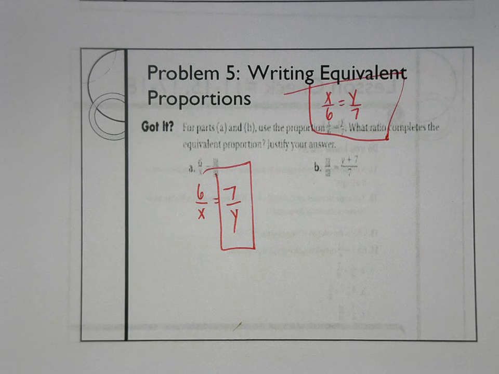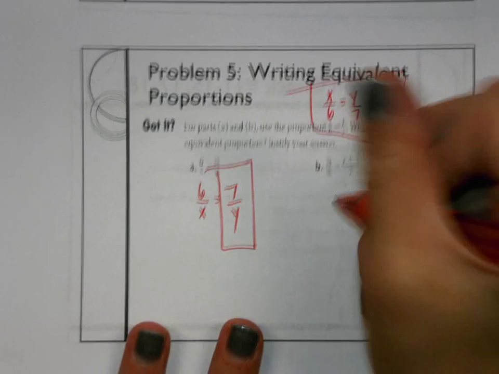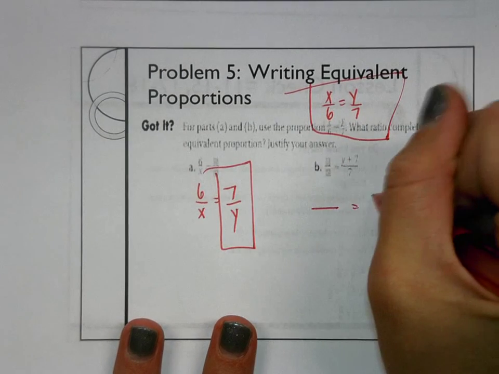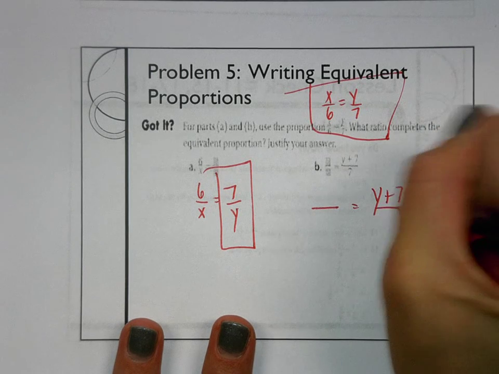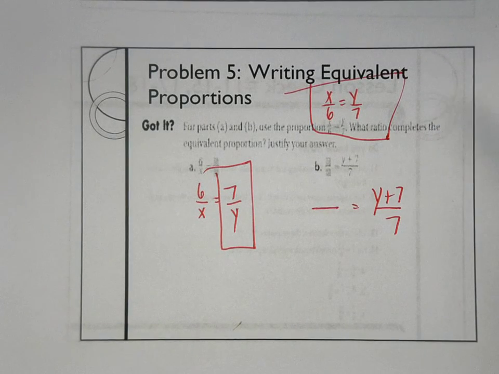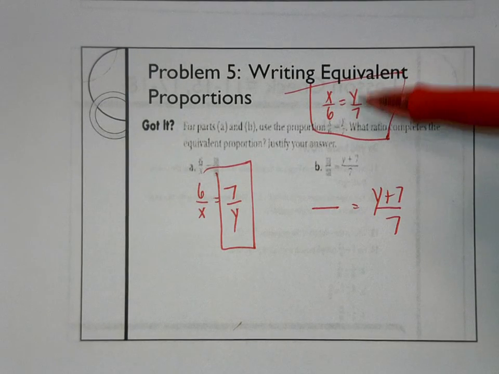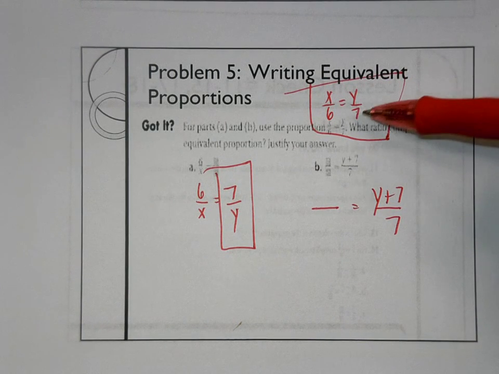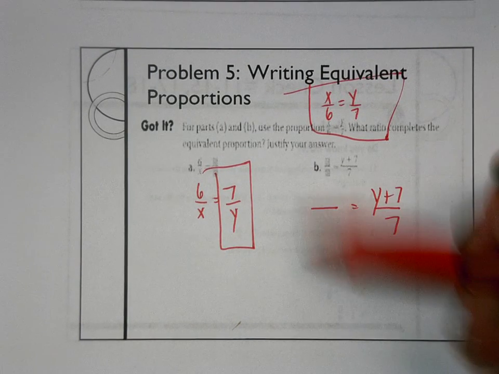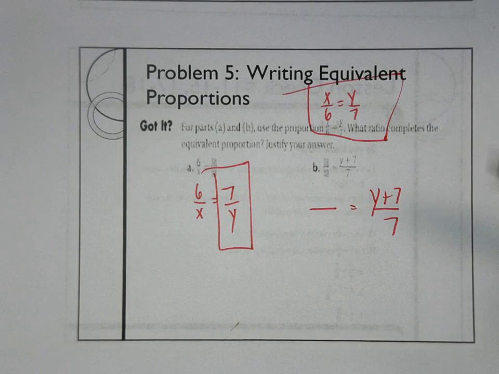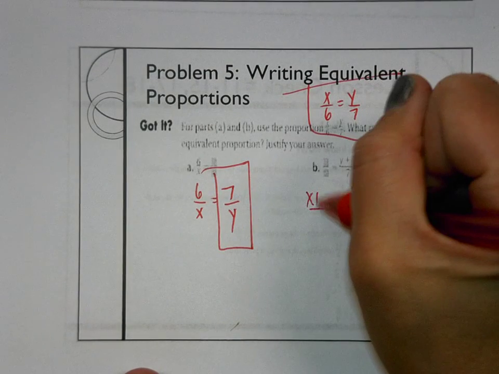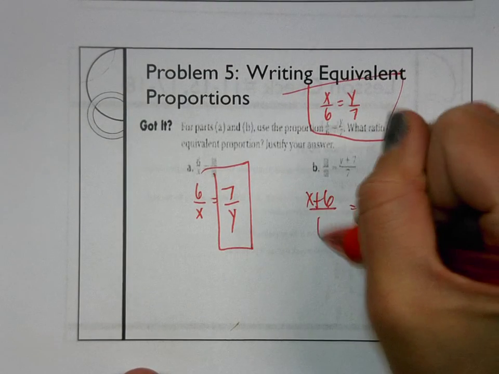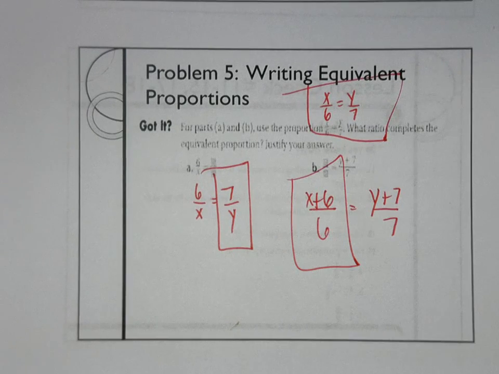Okay, on the other side, so we're trying to figure out one of them, and they put y plus 7 over 7. So if you look here, see how you have y and 7 together? So they went like this, y plus 7 over 7. So what would I write on this side? x plus 6 over 6. And so that's my answer. So you're just copying and keeping things the same. Okay?